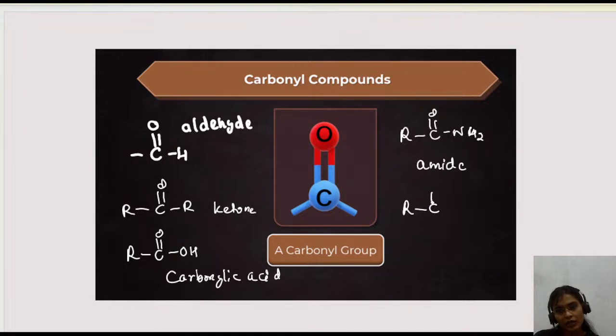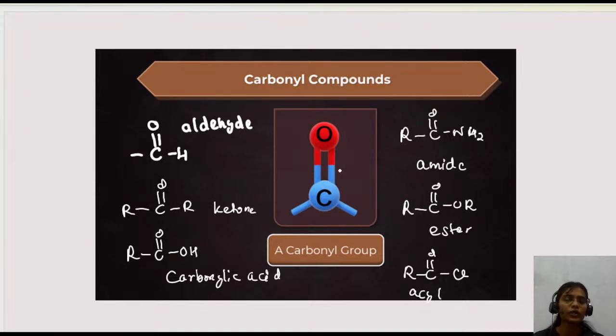If I'm using R, CO, OR, what is it? It's an ester group. If I'm using R, CO, Cl, it's an acyl group. So there are so many carbonyl compounds we are going to discuss in this chapter. So let's discuss how to classify the carbonyl compounds into different classes.